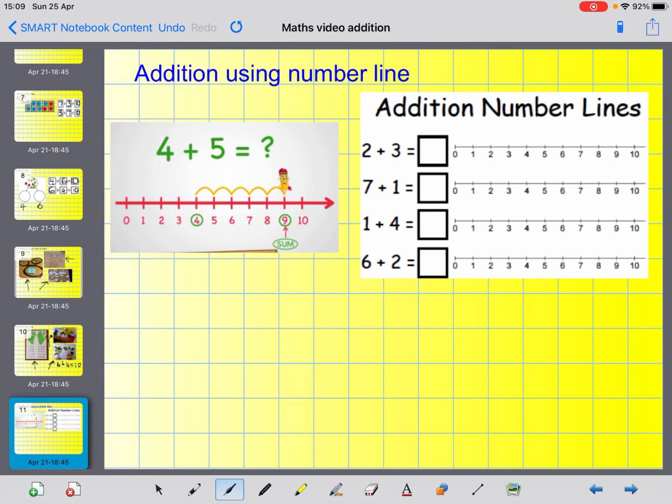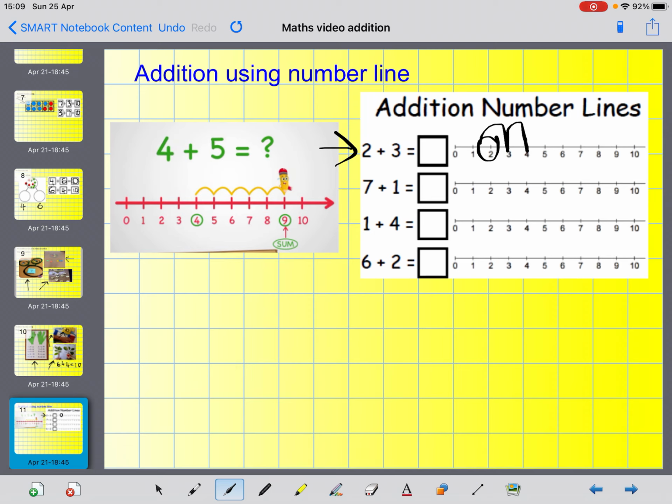So the first question is 2 add 3. So I will start on number 2, which is here, and then I'm going to count on 3 jumps until I land on my answer.